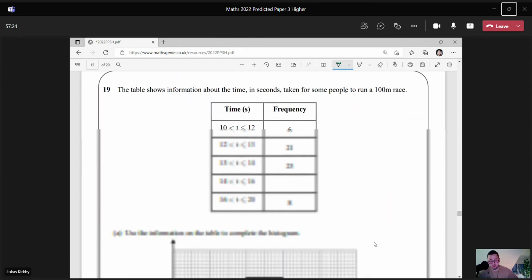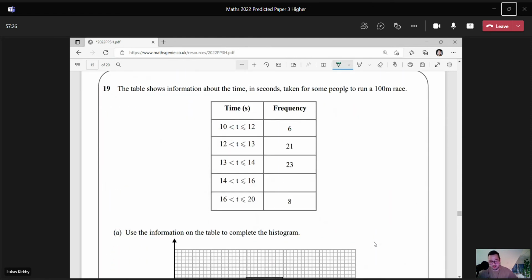Okay, next question. So number 19. The table shows information about the time in seconds taken for people to run a 100-meter race. So 6 people took between 10 and 12 seconds. 21 people took between 12 and 13. 23 people took between 13 and 14 seconds. We don't know how many people took between 14 and 16. And 8 people took between 16 and 20. So it says use the information in the table to complete the histogram.